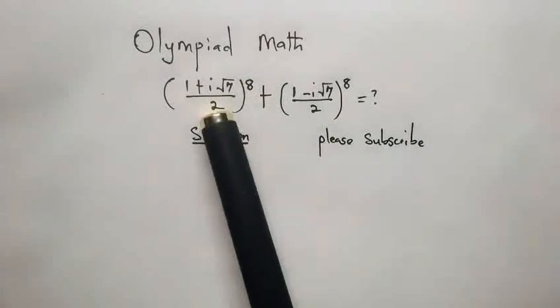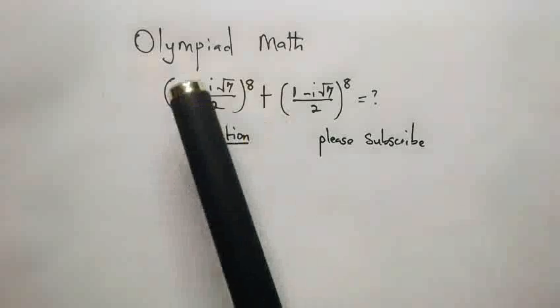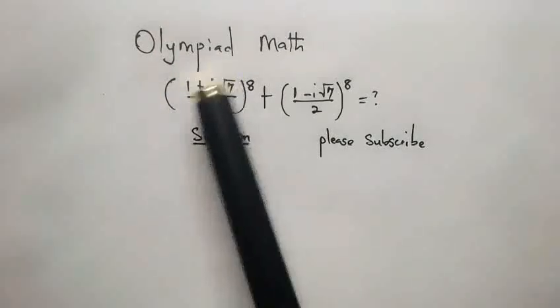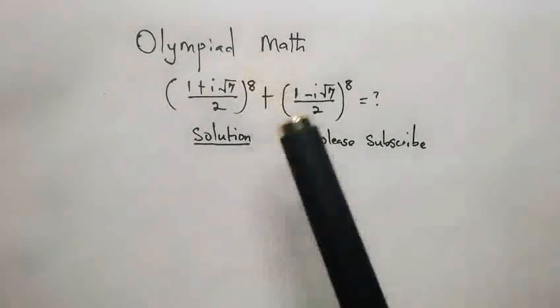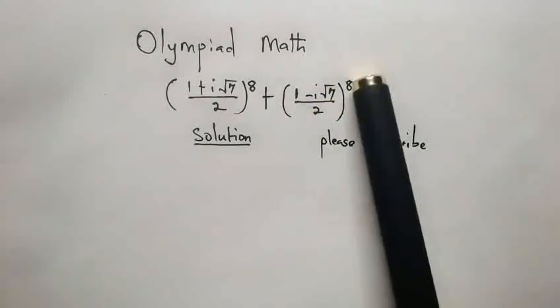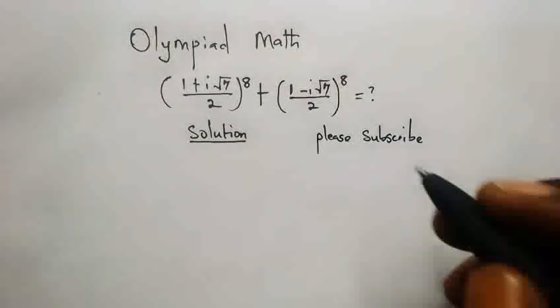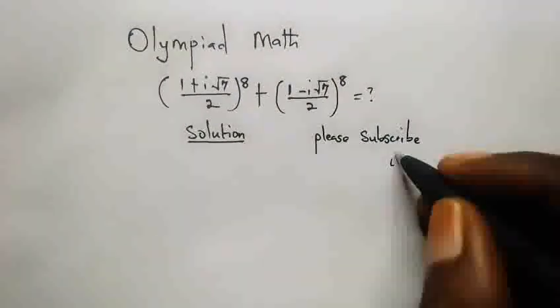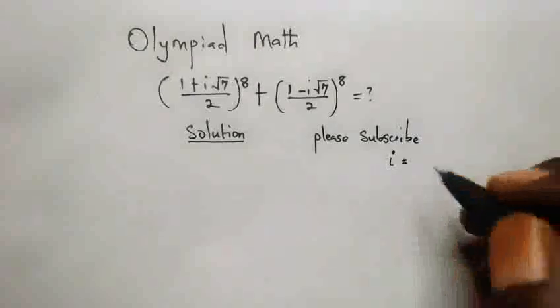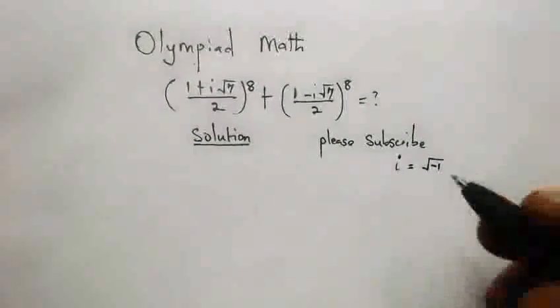Here we have to evaluate the powers of complex numbers. We're given ((1 + i√7)/2)^8 + ((1 − i√7)/2)^8, and we are asked to evaluate this expression. We should be very familiar with what this i stands for. This is just the imaginary unit, which is equal to the square root of -1.